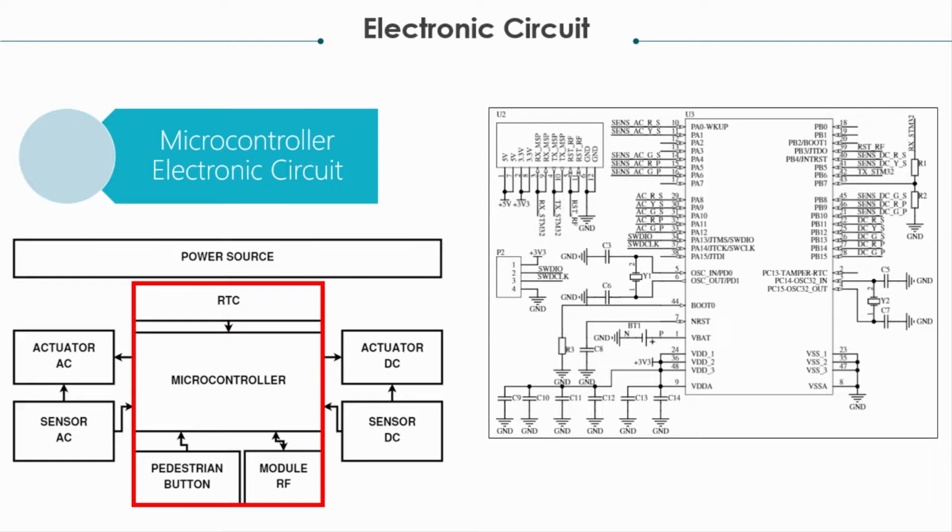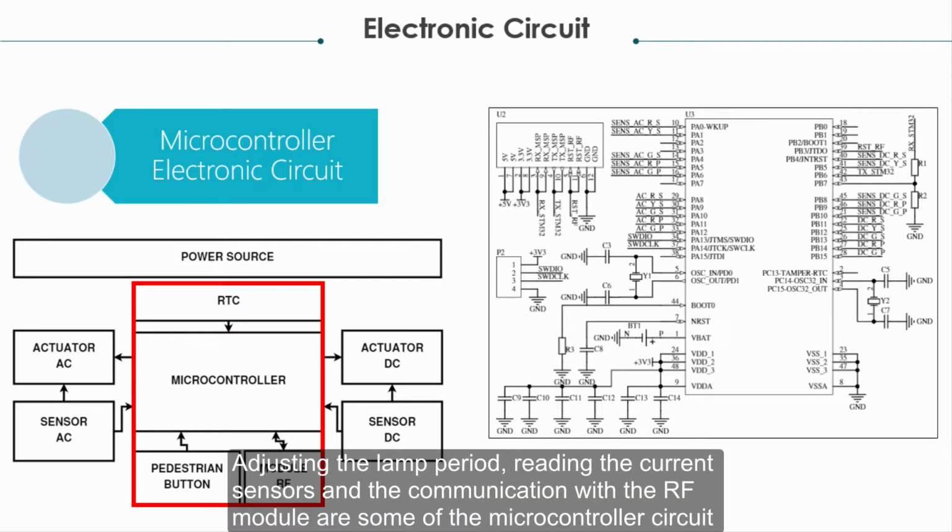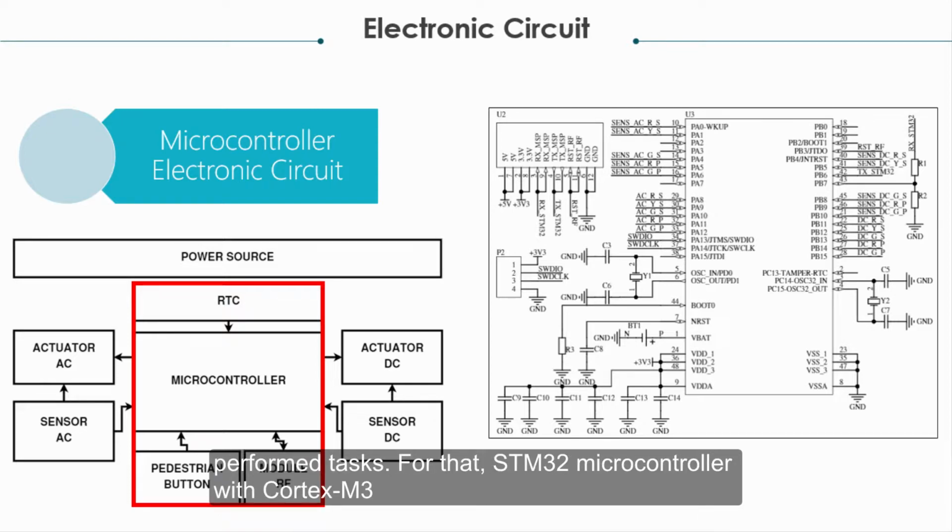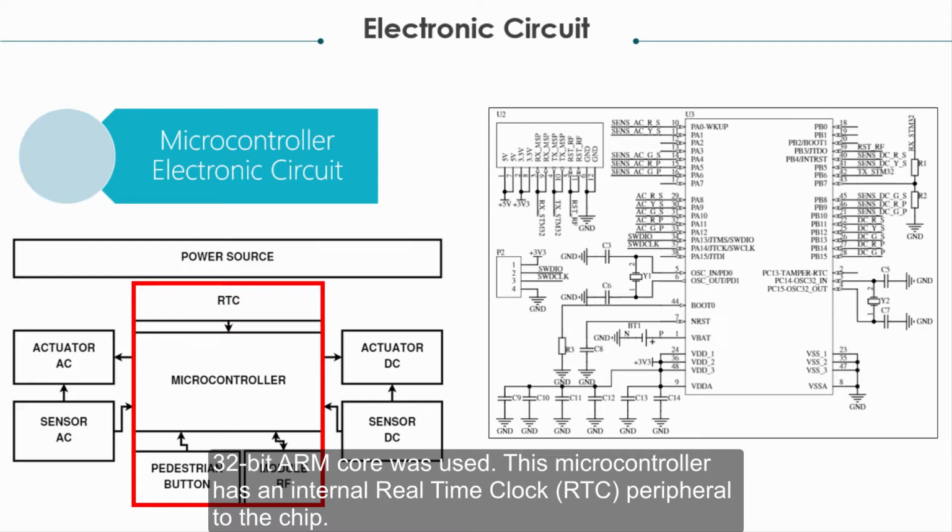Microcontroller electronic circuit. Adjusting the lamp period, reading the current sensor, and the communication with the RF module are some of the tasks performed by the microcontroller circuit. For that, an STM32 microcontroller with a Cortex-M3 32-bit ARM core has been used.